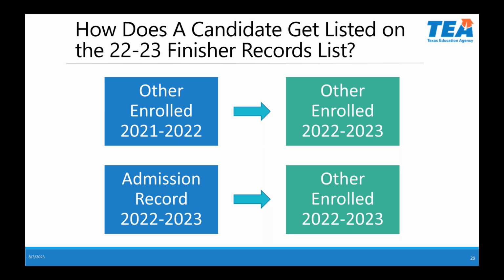The second way an enrollment record may be created for a candidate, as previously identified, is by creating an admission record for the candidate. In doing so, the candidate will be populated onto the Finish Your Records list with the status of other enrolled. This is one of the features of the admission page that we feel is a fantastic time saver for EPPs. Please note that the EPP cannot add a new candidate directly to the Finish Your Records list without first creating an admission record for that candidate.